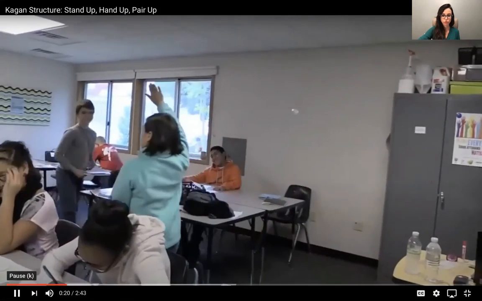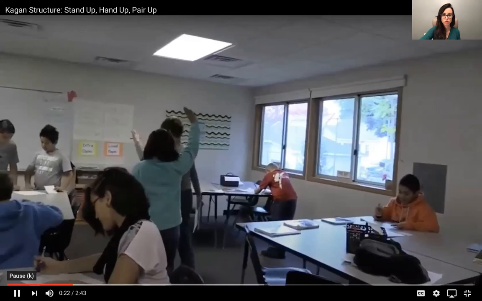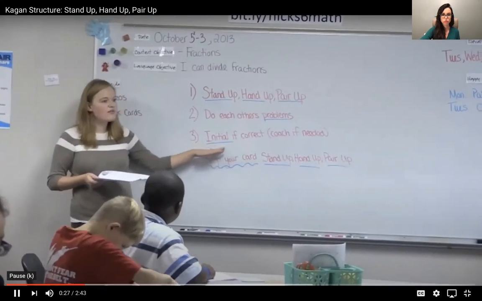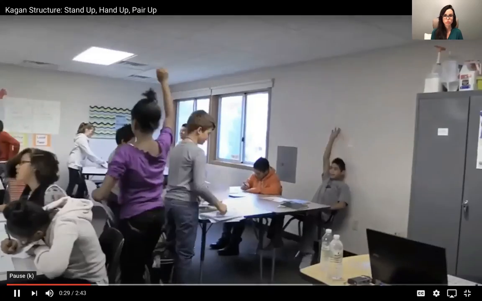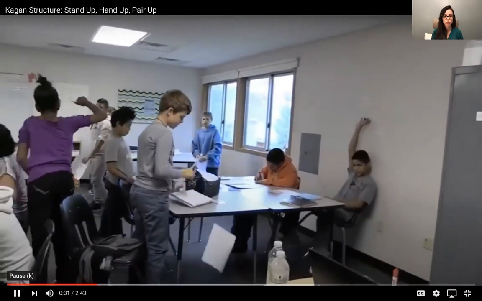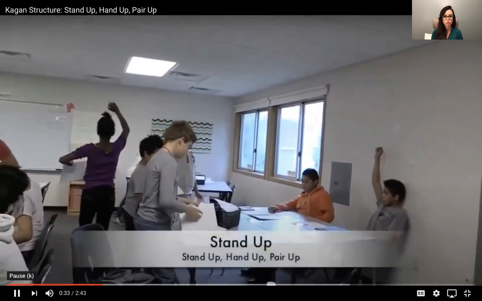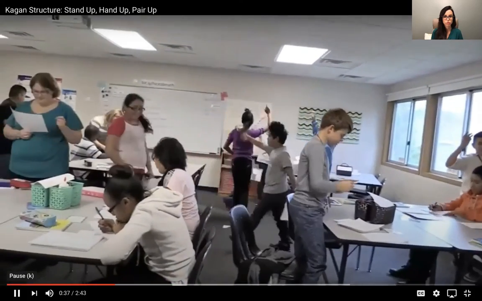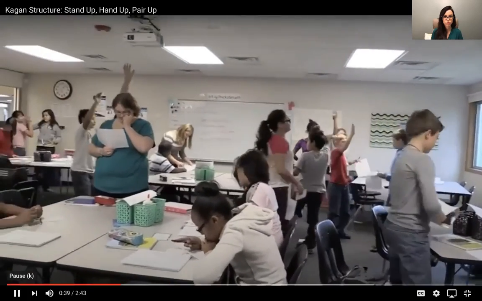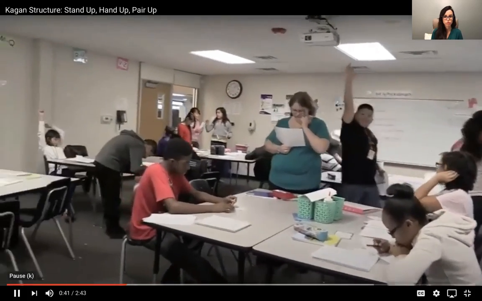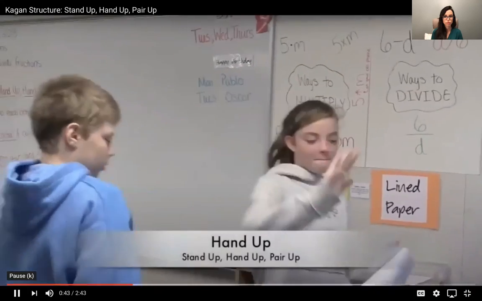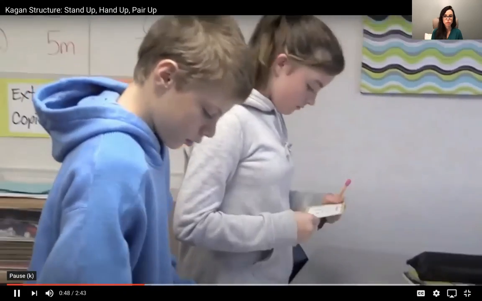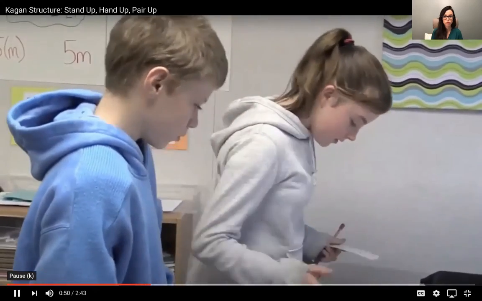Students are engaged. They're all working with each other. The Kagan structure I used in this video is stand up, hand up, pair up. And it's exactly what it sounds like. Students stand up, they put their hand up, and then they pair up with someone else in the class. And with the task cards, I mean, the students had to pair up with every single other person in the class. During the structure, each student was kind of in charge of their own problem.